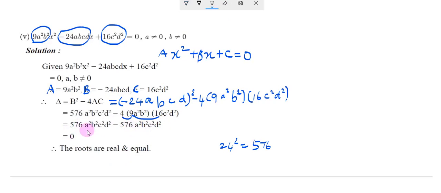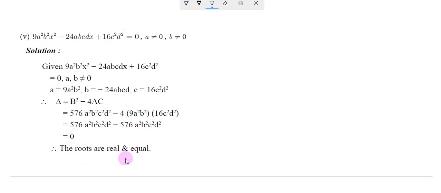Now both terms are the same, here and there, 576 and a square b square c square d square, but with opposite sign, so we may apply 0, that is equal to 0. When 0 comes, it means the roots are real and equal. Understood?